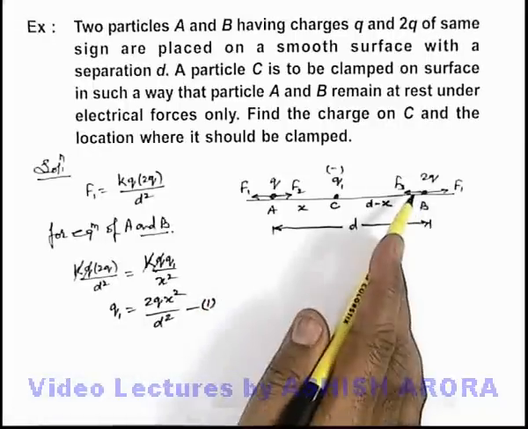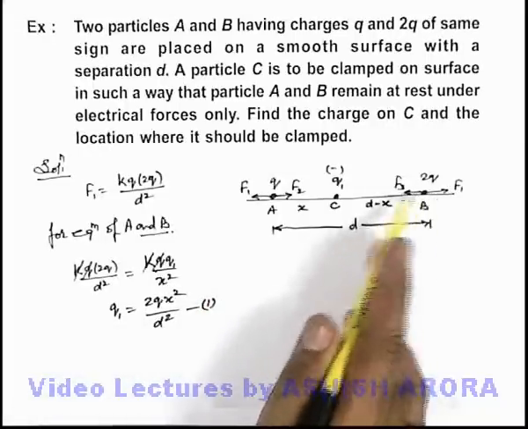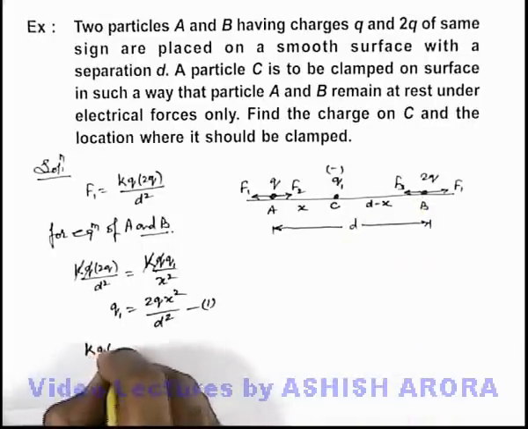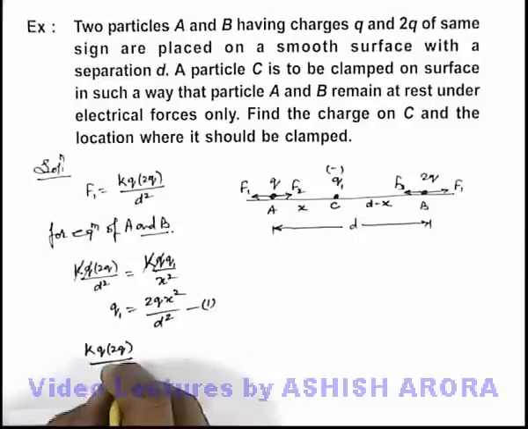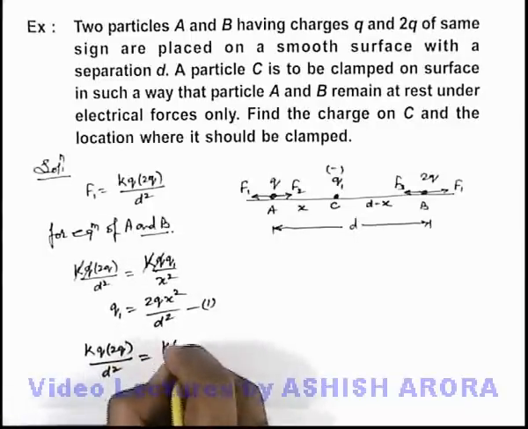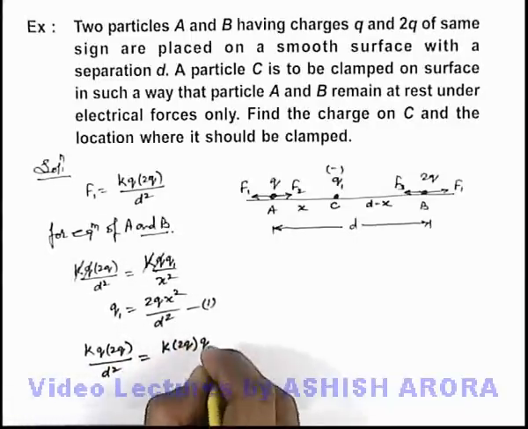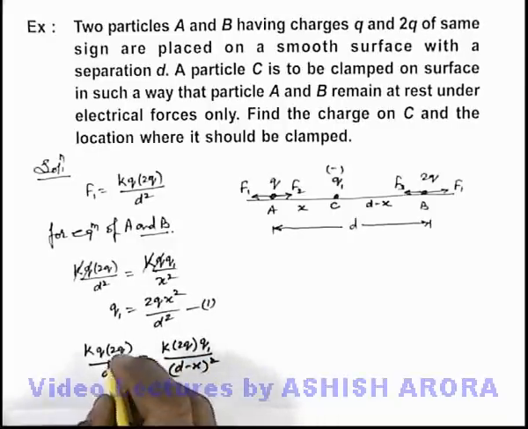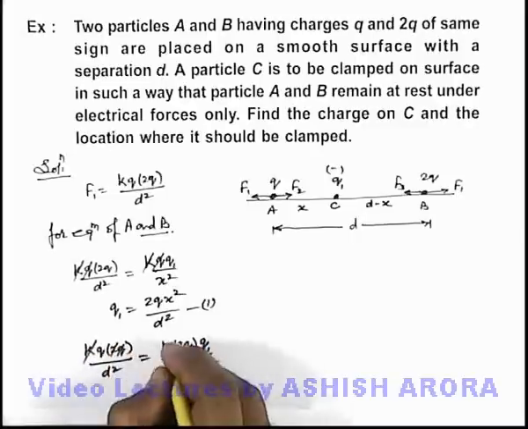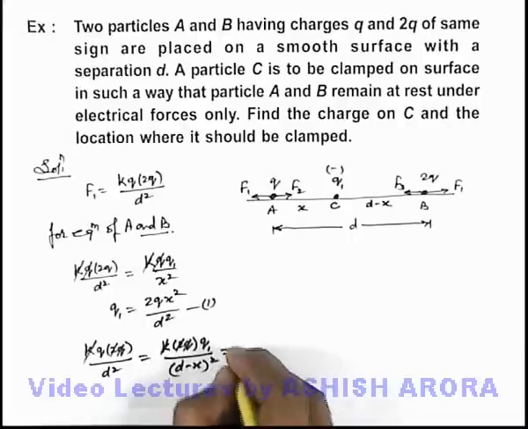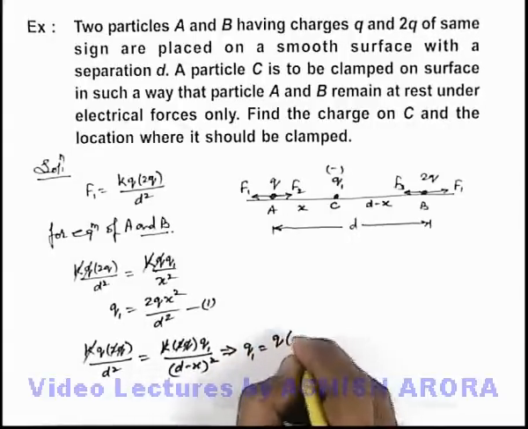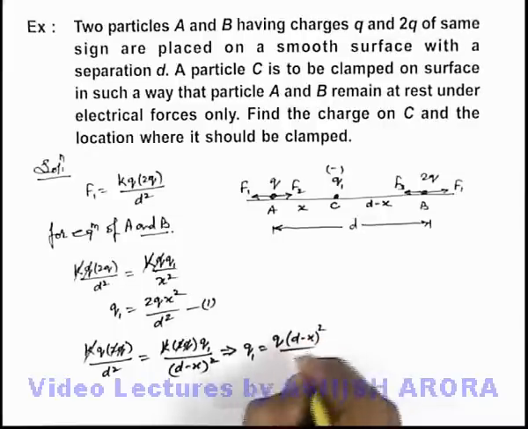For equilibrium of B, we can balance the forces F1 and F3. KQ 2Q by D square must be balanced by K 2Q multiplied by Q1 divided by D minus X whole square. Here K and 2Q get cancelled out. On simplifying, we get the value of Q1 equal to Q multiplied by D minus X whole square by D square. This is our equation 2.